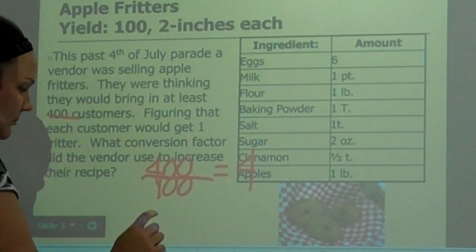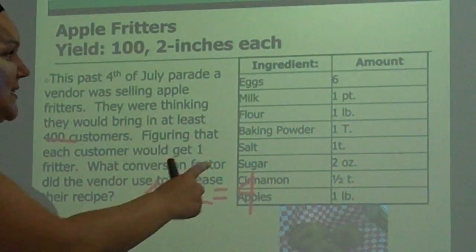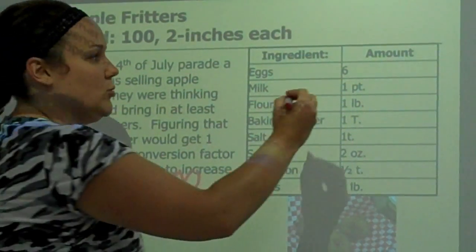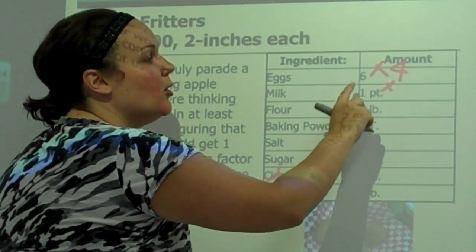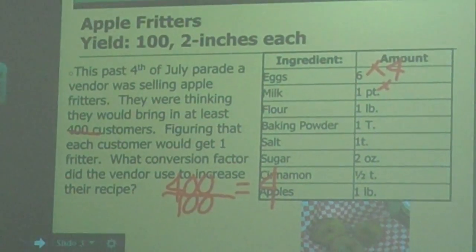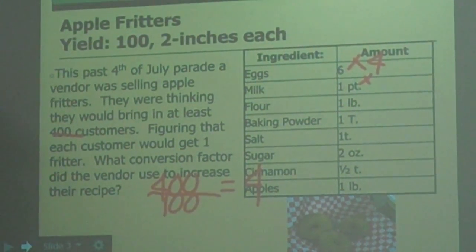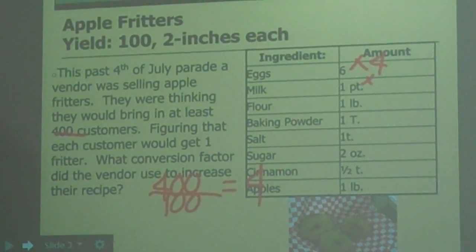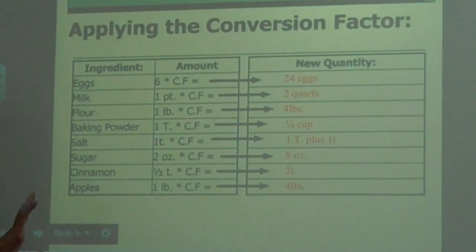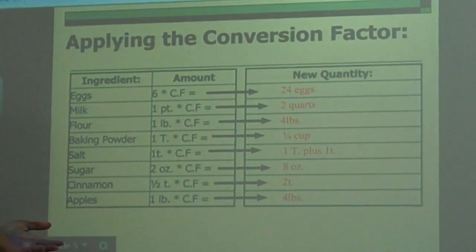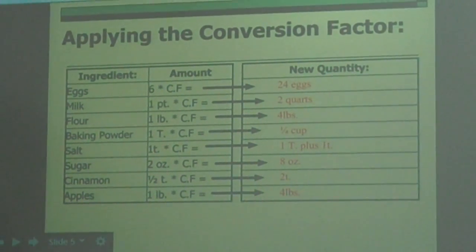So then what you would do is, your conversion factor at this point, you're going to take it and multiply it by each individual amount. So you just go 6 times 4, 1 pint times 4, and so on down the line. What I want you to do before you move on is stop the video here and actually calculate this on your own. So now at this point you should have finished your multiplication of the original recipe amounts times your conversion factor of 4. You should have your answers, just compare them to mine.